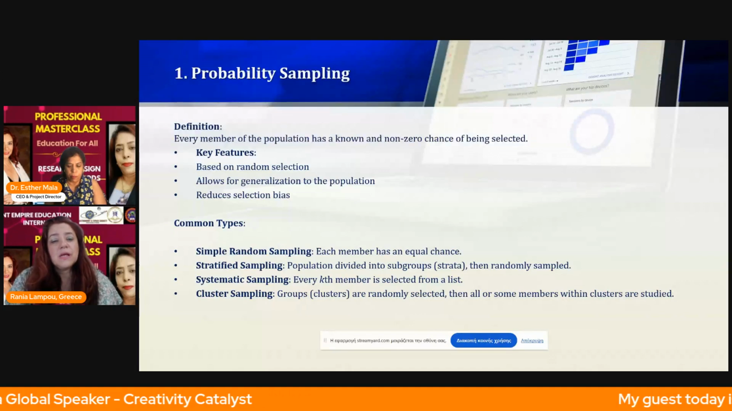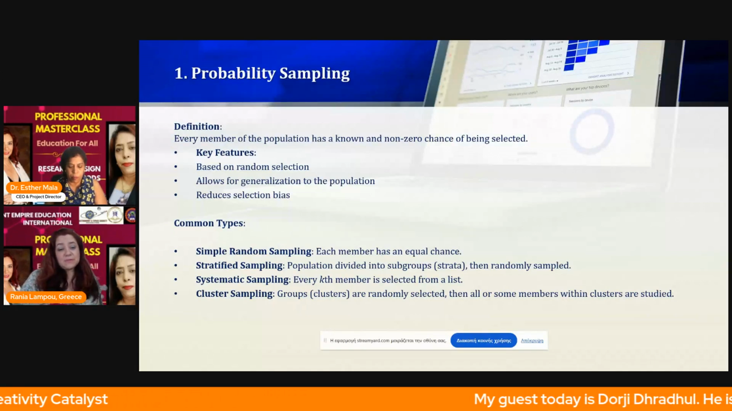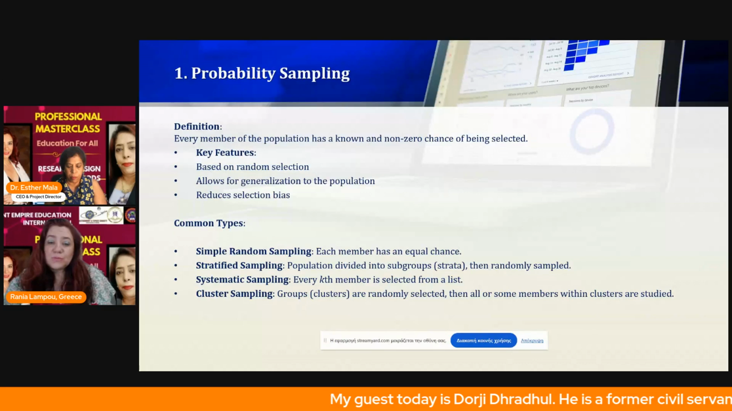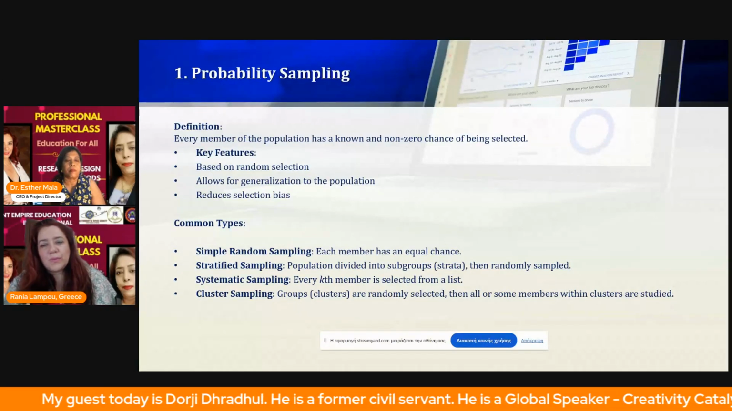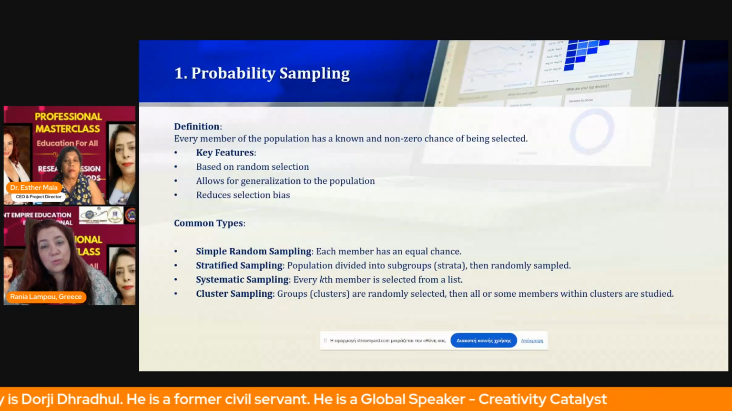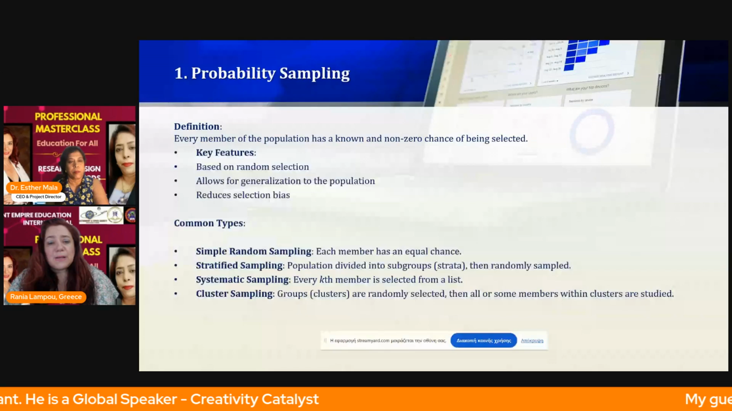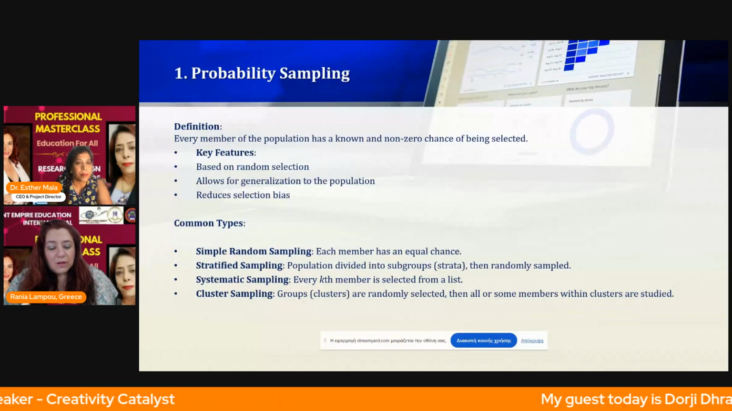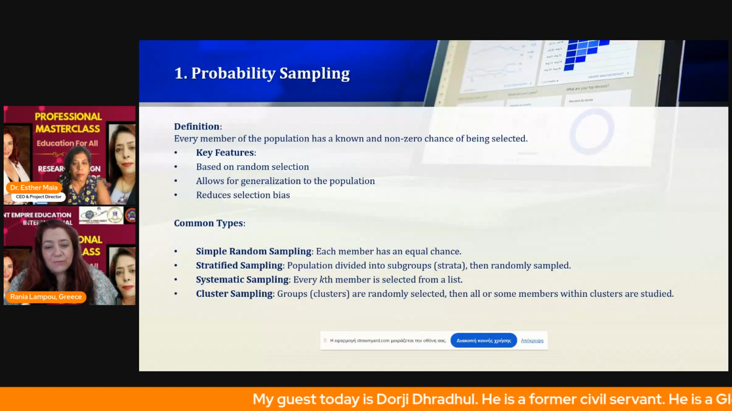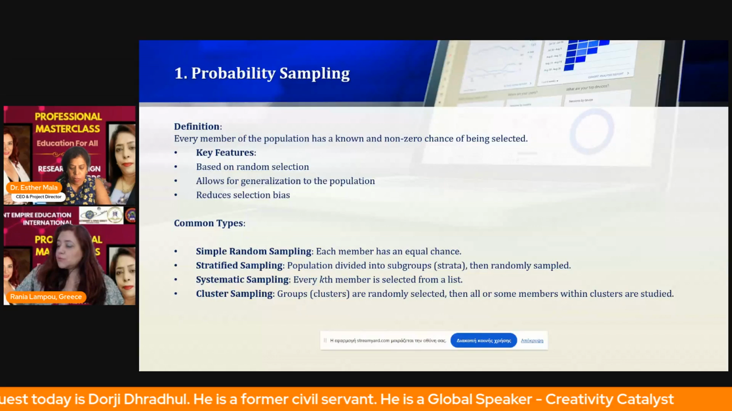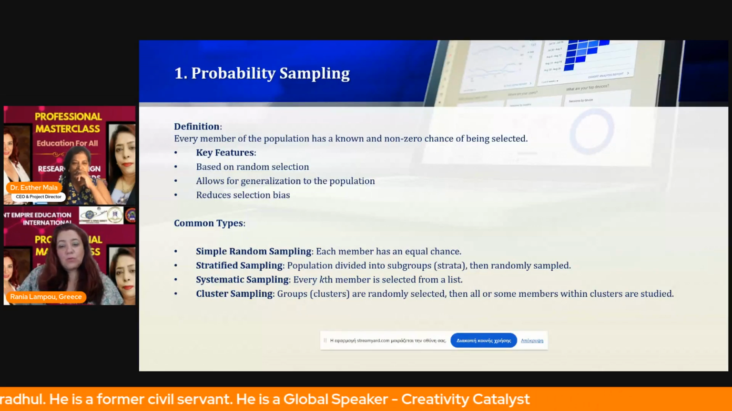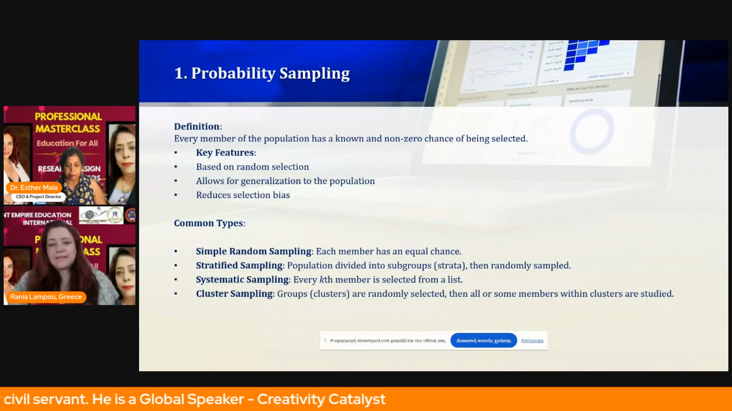The common types that you need to know are simple random sampling, where each member has an equal chance; stratified sampling, when a population is divided into subgroups, strata, and then randomly sampled; systematic sampling, where every nth member is selected from a list; and cluster sampling, when groups, clusters, are randomly selected, then all or some members within clusters are studied.